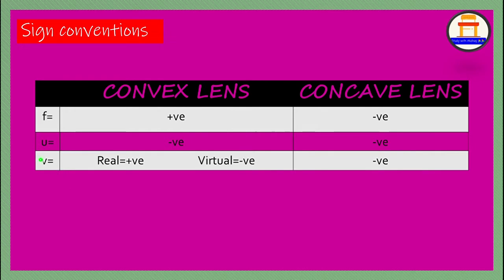V refers to image distance. It is the distance between the image and the optic center. So it will be positive if a real image is formed. It will be negative if a virtual image is formed. In a concave lens only a virtual image is formed, so it is negative. In a convex lens, one virtual image is formed. That is our sixth case, the last exception one.